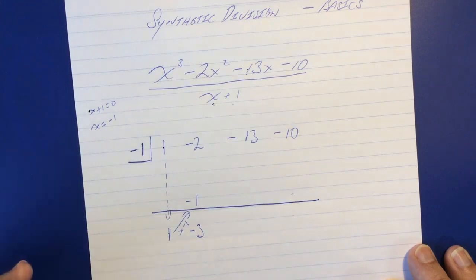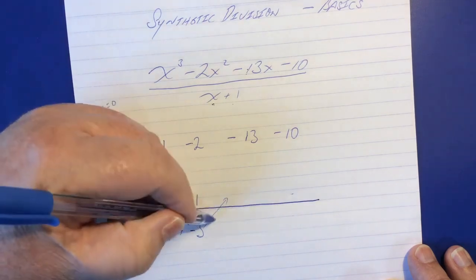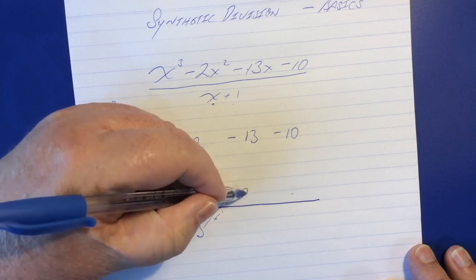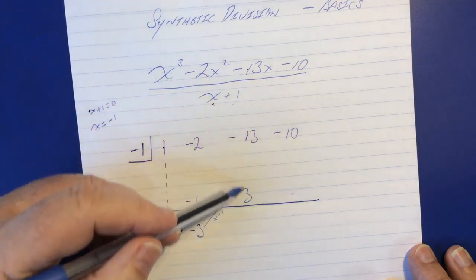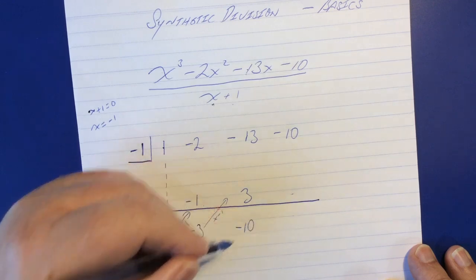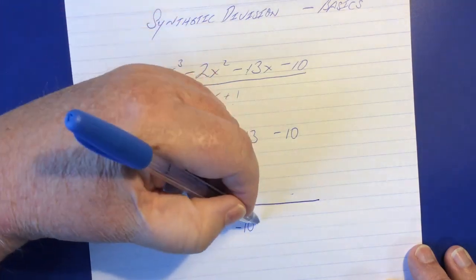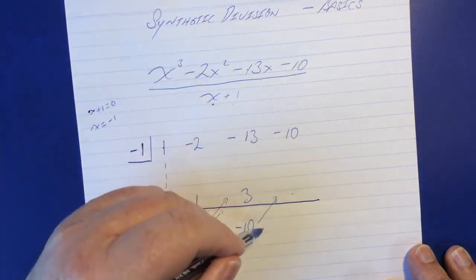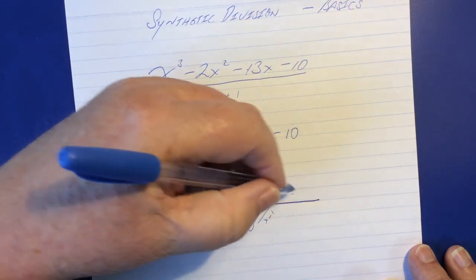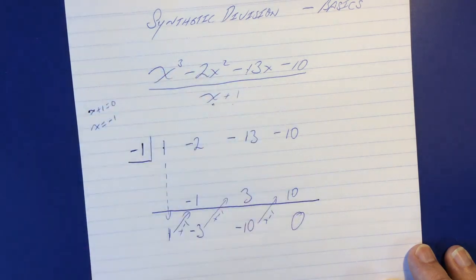We do the same thing again. We take this number and we multiply it by negative 1 and we get 3. And then we add these numbers and we get negative 10. One more time. Multiply through by negative 1. Negative 1 times negative 10 gives us 10. Add these numbers and we get 0.